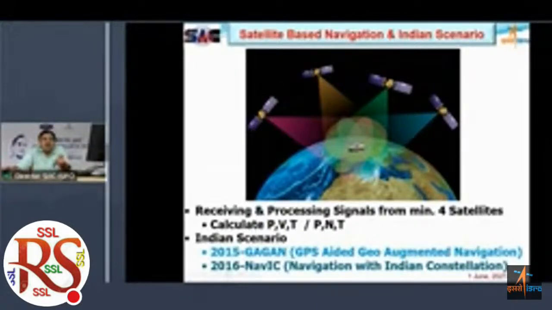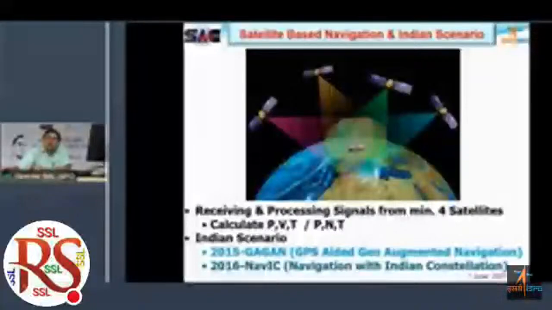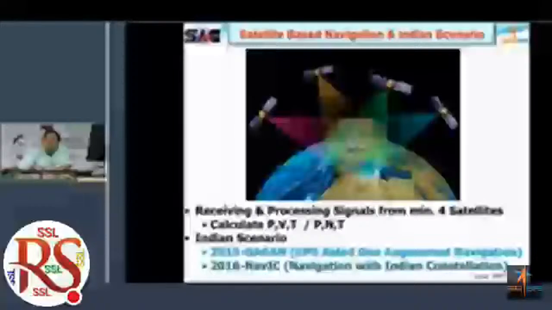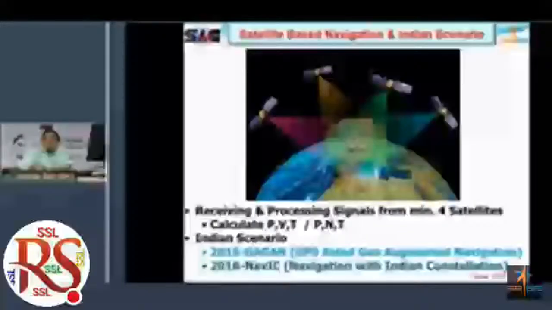So this is the basic concept, and India started its own programs. We have two programs. One is called GAGAN, GPS Aided GEO Augmented Navigation, where we are improving the accuracy of GPS satellites so that it can be utilized for navigation in civilian aircraft, because that was the idea of our Airport Authority of India. And then in 2016 we set up our own navigation with Indian constellation, NavIC or IRNSS.